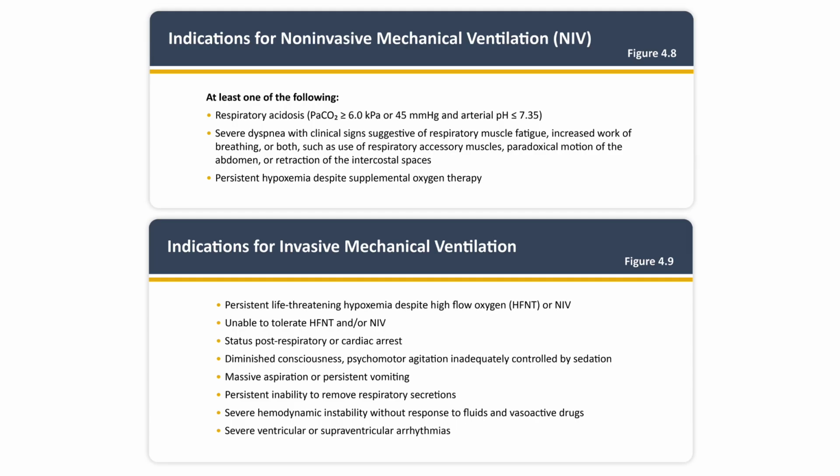In patients with COPD exacerbations who do have respiratory acidosis or they're working really hard to breathe, you should treat them with non-invasive mechanical ventilation. So that would be like BiPAP. That's going to reduce the amount of work they have to do. It's going to give them some inspiratory pressure so that they can ventilate better and get rid of more carbon dioxide.